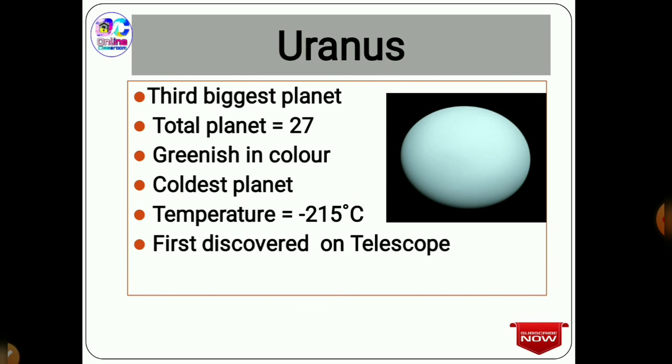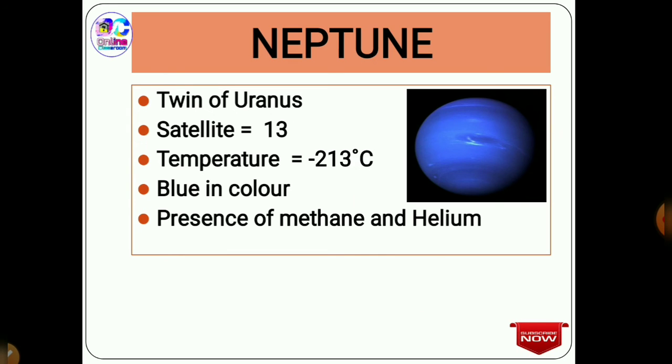The last planet today is Neptune. So Neptune is the eighth planet. It is a twin of Uranus. More or less their sizes and diameters are the same, except for a few little changes. It has a total of 13 satellites. Its temperature is about minus 213 degrees Celsius. It is blue in color and it has the presence of methane and helium.